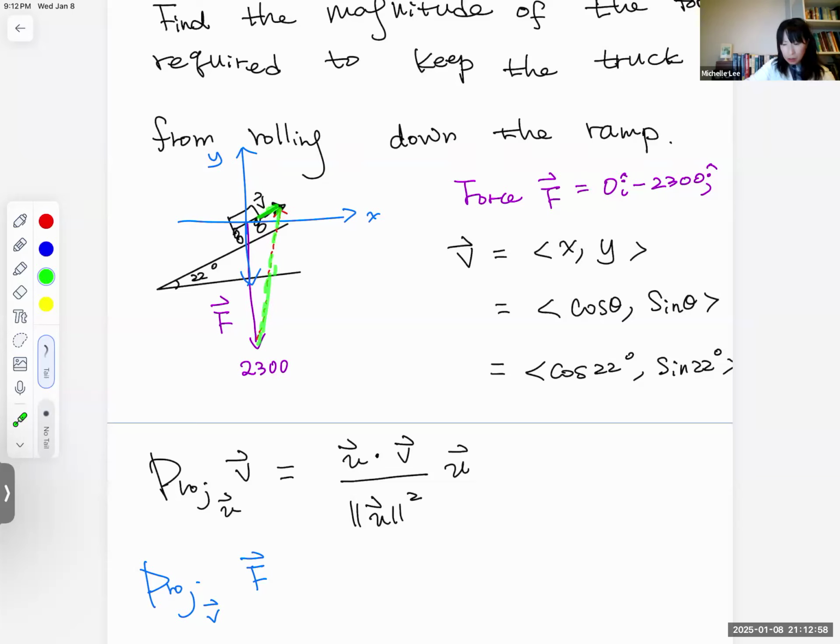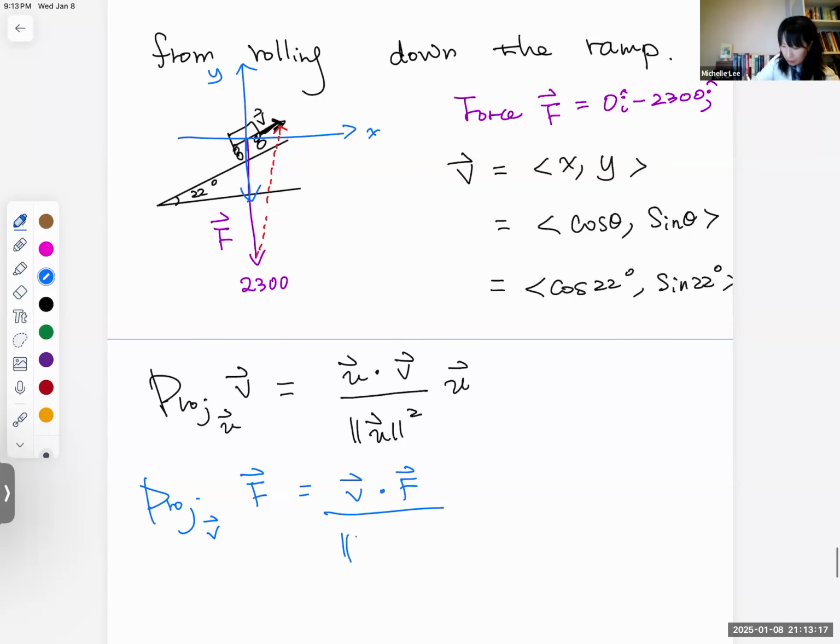So those do not incline, right? It does not fall down. That means just following that formula with U and V, I make a V and F dot product, over V squared, which is the magnitude of V squared, and then times V. Make sense? I just follow the same formula by using that, right?